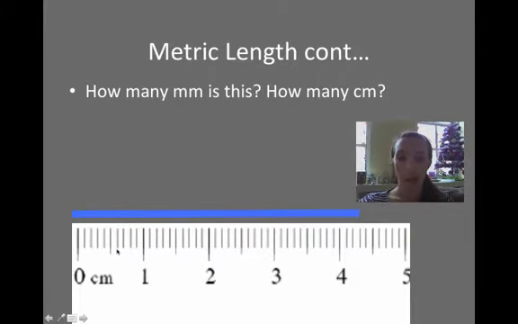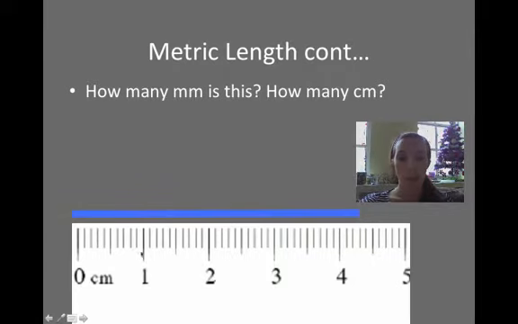Okay, so I want you to figure out how many millimeters this is. So these numbers here are expressed as centimeters, which means that each of these little lines is just 1 millimeter. So you have 1, 2, 3, 4, 5, 6, 7, 8, 9, 10 millimeters inside of 1 centimeter. So this is actually pretty easy. Go ahead and try to answer this one on your own.